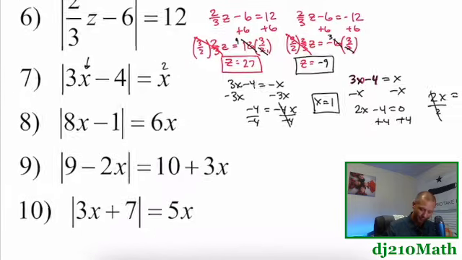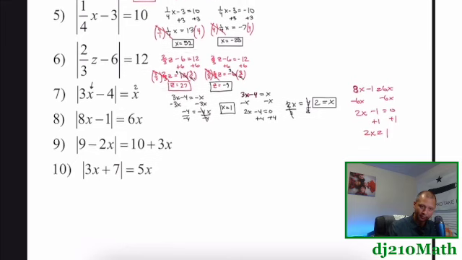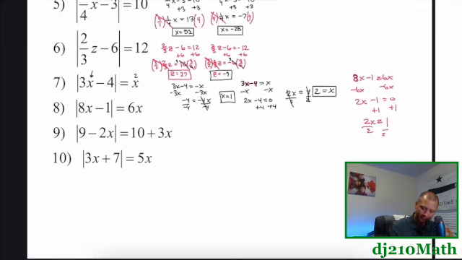We have 6x now. So 8x minus 1 is equal to 6x. I'm going to work that over here. 8x minus 1 is equal to 6x. So if I minus 6x minus 6x, this is going to be 2x minus 1 equals 0. Plus 1 plus 1, 2x is equal to 1. Divide both sides by 2. X is equal to 1 half. Right, half of 8 is 4. 4 minus 1 is 3. And then 6 times 1 half is 3. So x equals 1 half satisfies this.